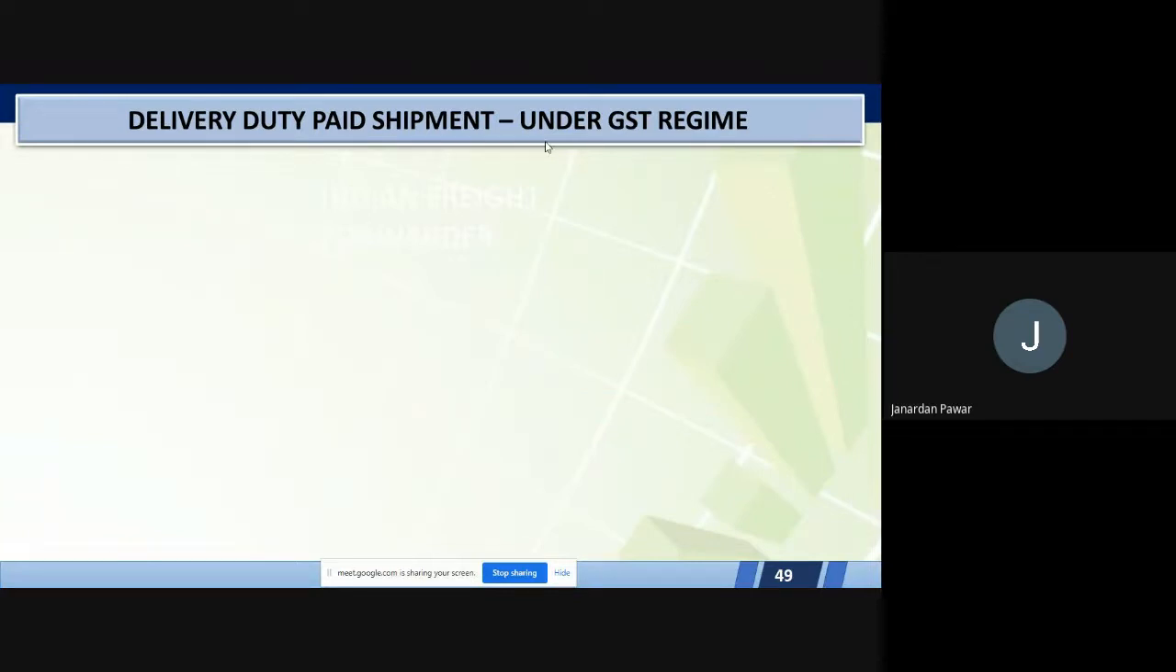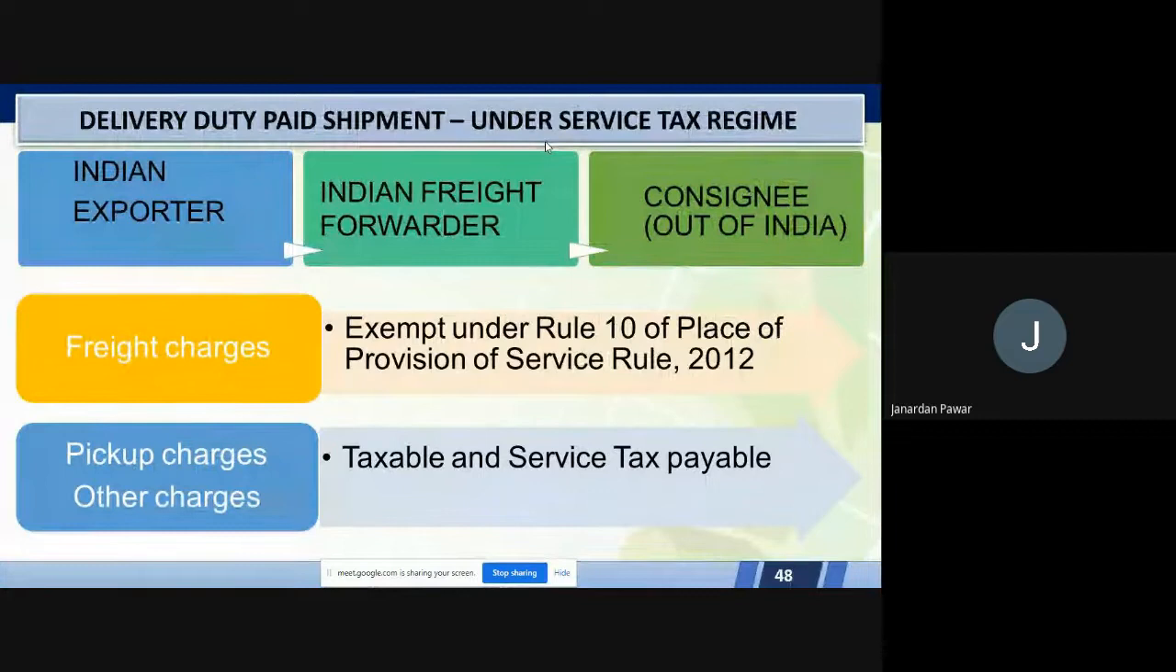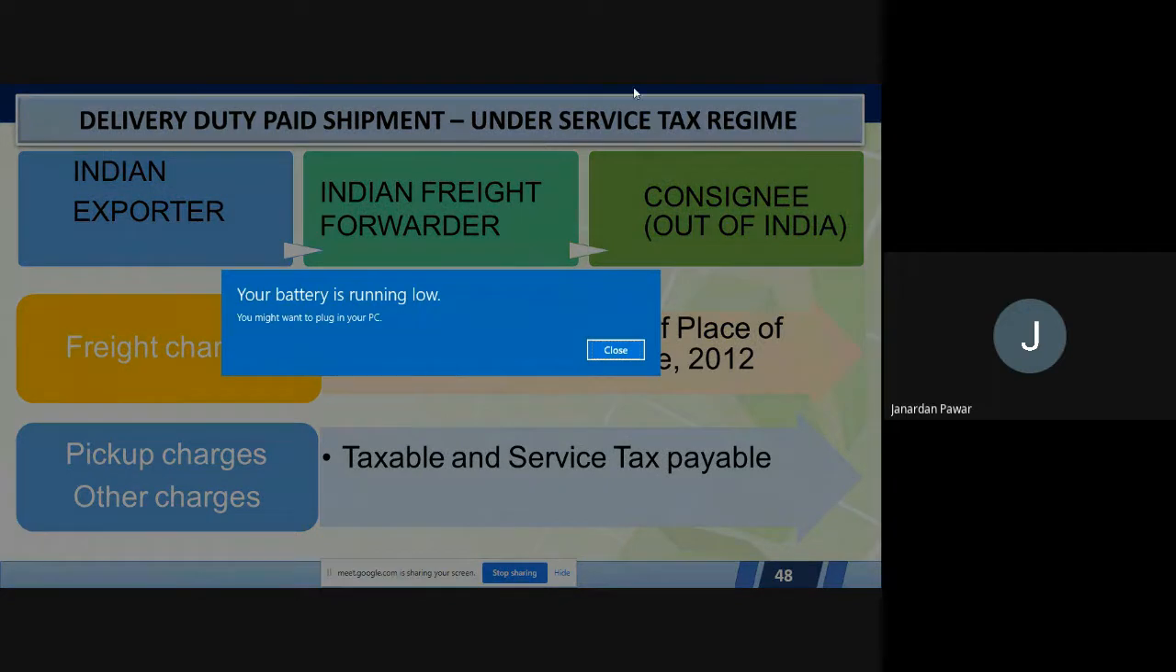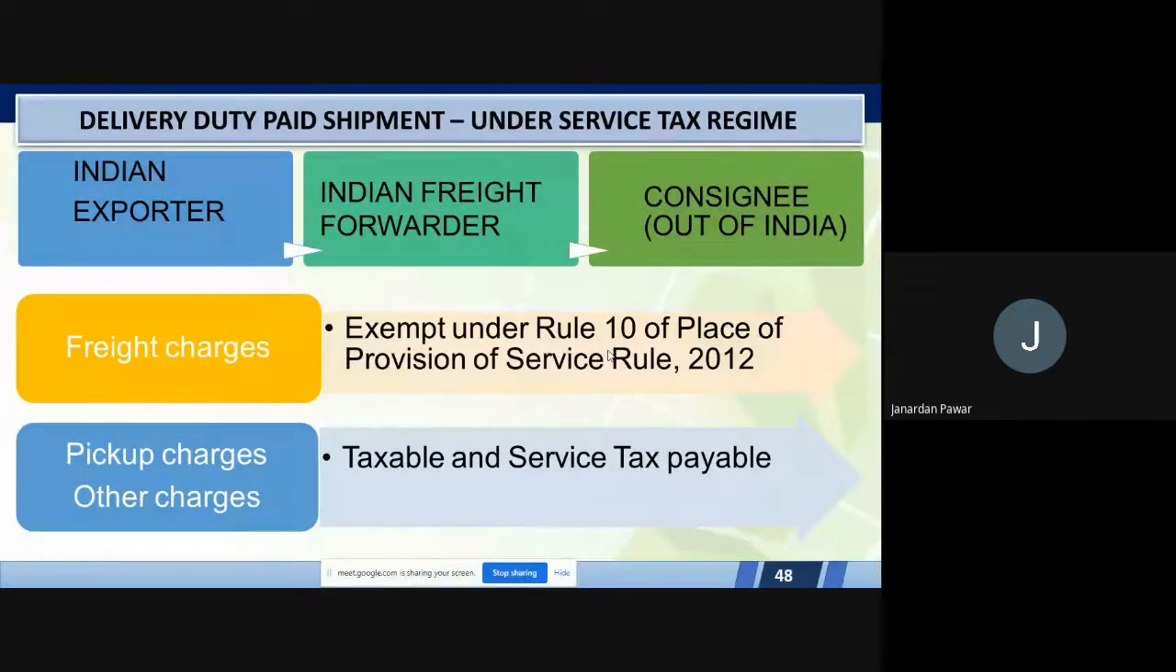Freight charges means the charges that we pay for transporting goods from India to another country. Those are exempted according to the Place of Provision of Services rule. Then we are talking about pickup charges and other charges applicable for sending goods from one country to another, and those are taxable. Service tax is also payable on that. These are pickup charges, which are not exempted according to the Place of Provision of Service rule. This one we have seen thoroughly, and now we are going to see the next slide, where we will see something different. Just look at this.